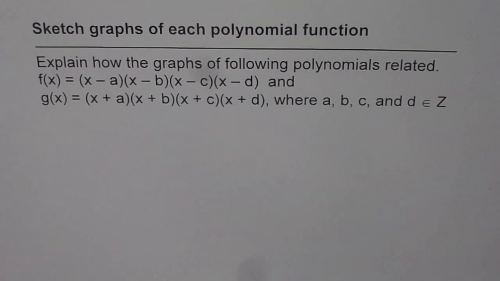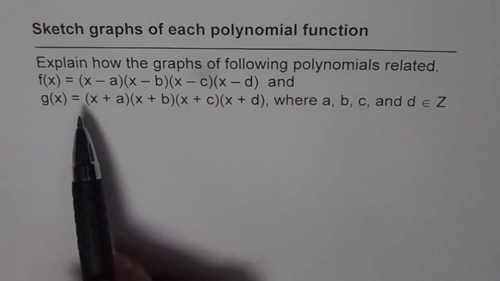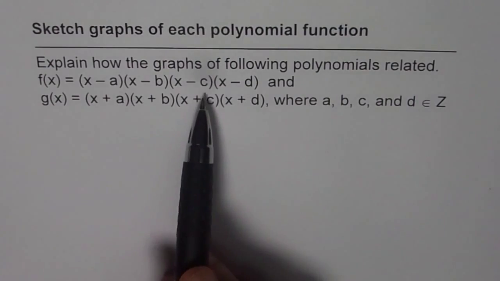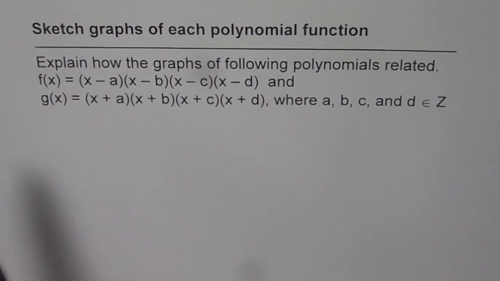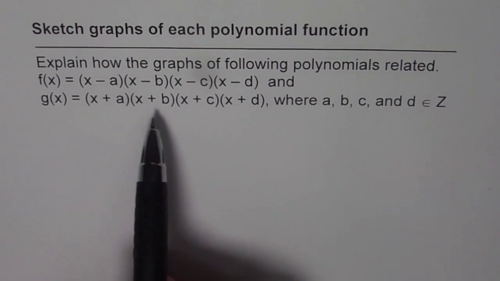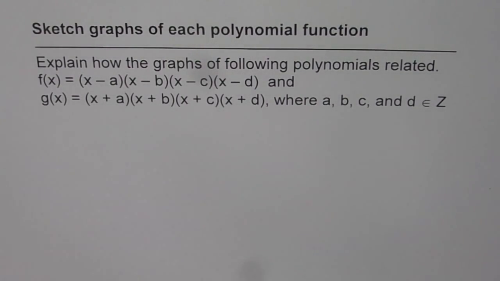Here's a communication question on sketching graphs of polynomial functions. Explain how the graphs of the following polynomials are related. f of x equals x minus a times x minus b times x minus c times x minus d, and g of x is equal to x plus a times x plus b times x plus c times x plus d, where a, b, c, and d are integers.